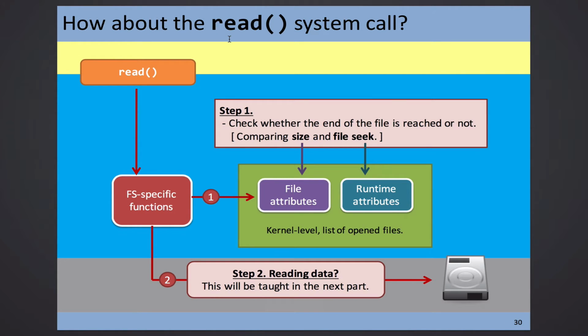Step one, let's say I want to read something after I open. You have to check whether there is available data. So this step is very important. You will check the file attributes for the file size and check what your current position is in the file. If you already went to the end, you don't have anything to read. If you have not reached the end, then you will start reading something.